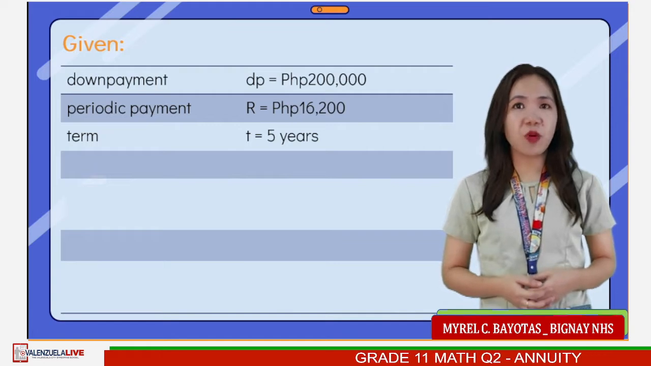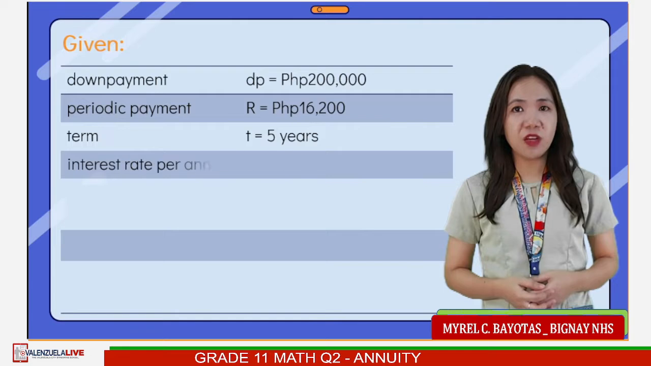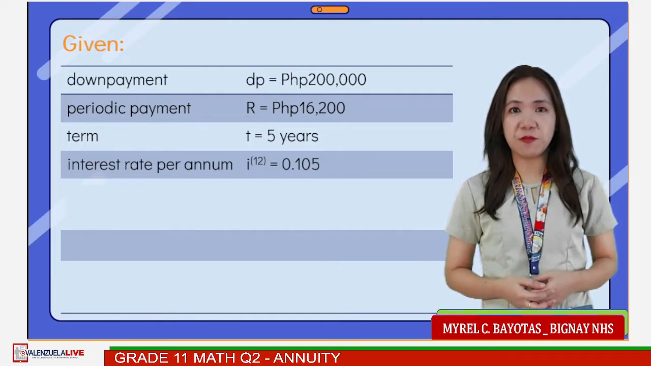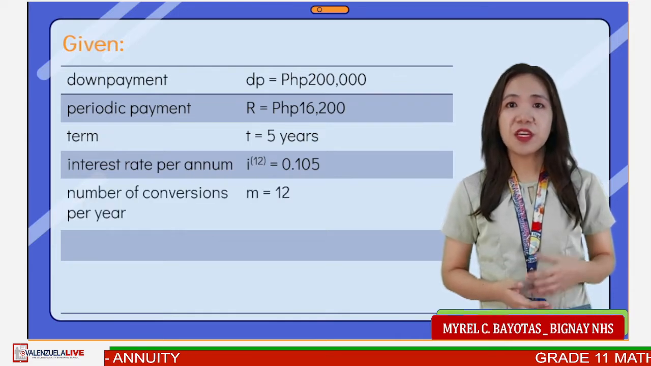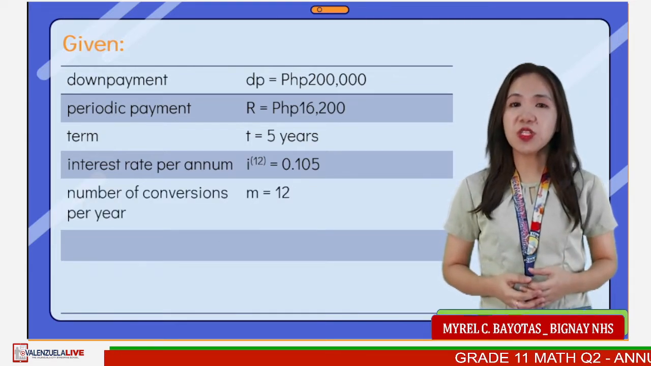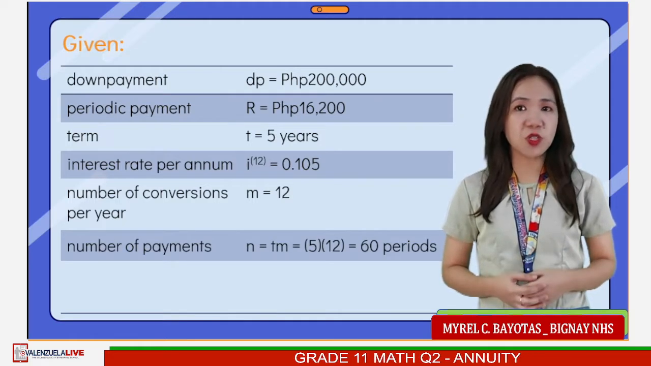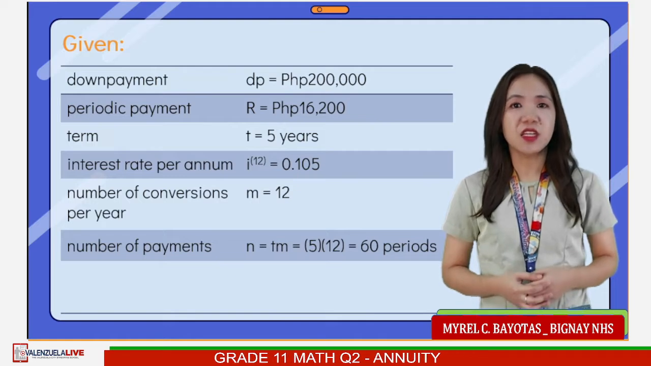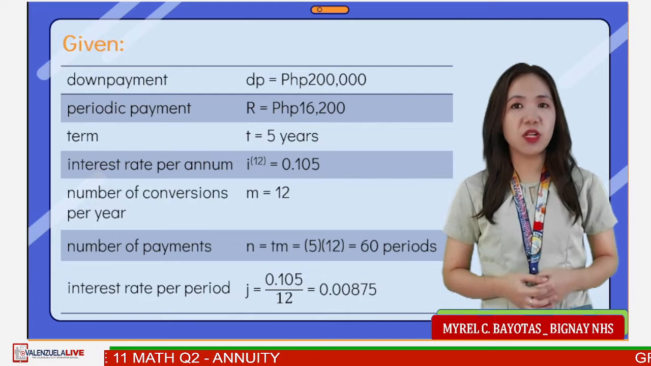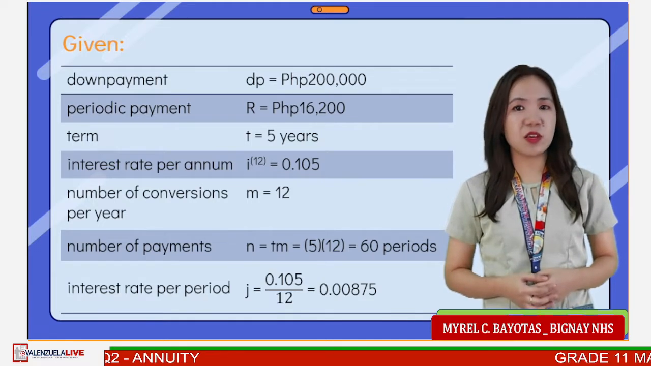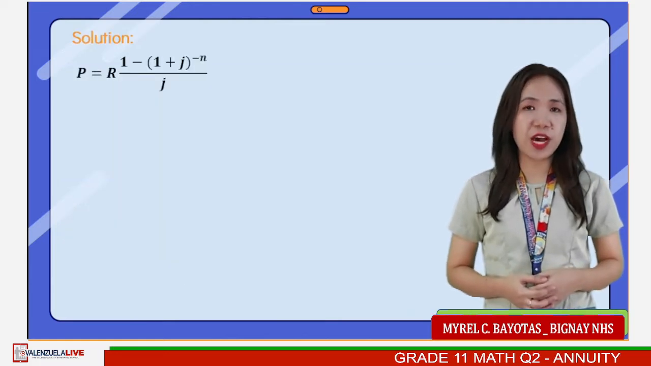The interest, 10.5%, is converted to decimal. So we have I equals 0.105. Since the payment will be made monthly, M equals 12. The number of payments is 5 times 12, which is the number of conversions per year, so N equals 60. Lastly, J equals 0.105 over 12 equals 0.00875. This time, we'll compute first for the present value.